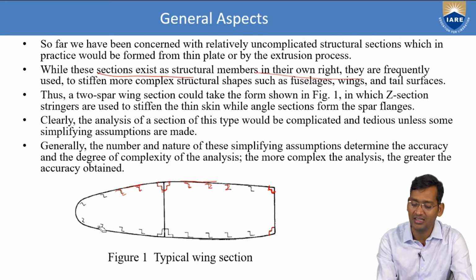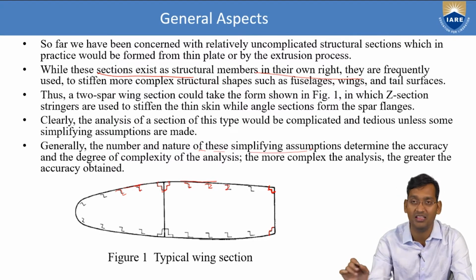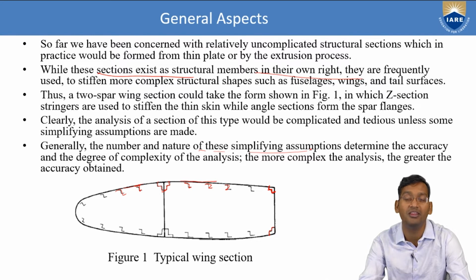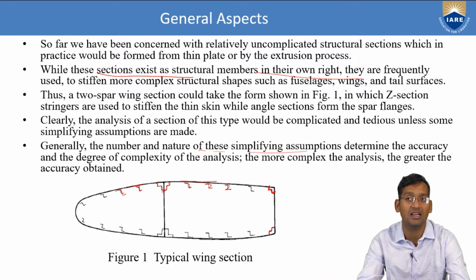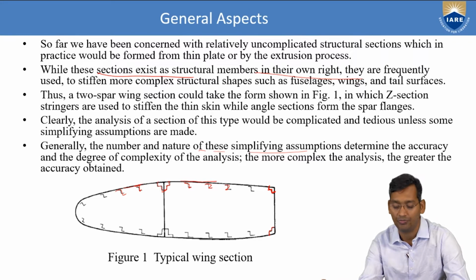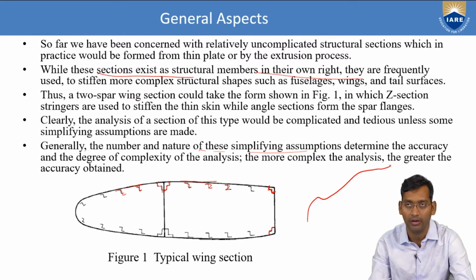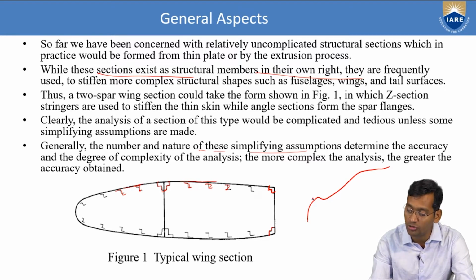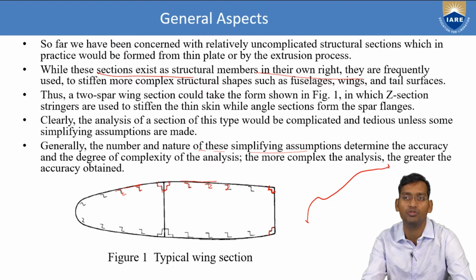Generally, the number and nature of the simplifying assumptions we apply determine the accuracy and degree of complexity, meaning how complex it is and how much accuracy we require. The more complex the analysis, the greater the accuracy obtained. Suppose a path like this is there. If you want to measure the total distance from here to here, what is it?